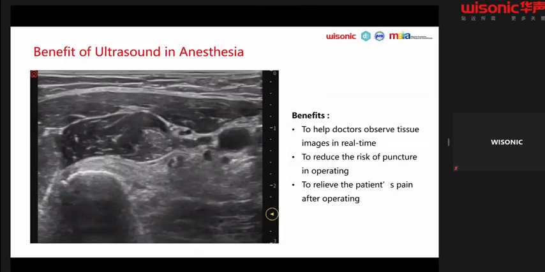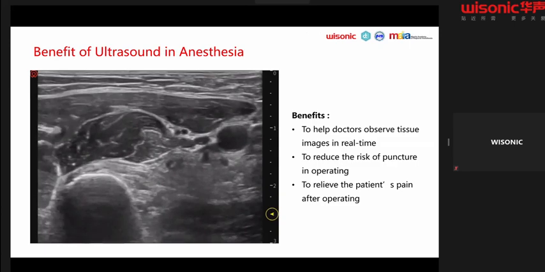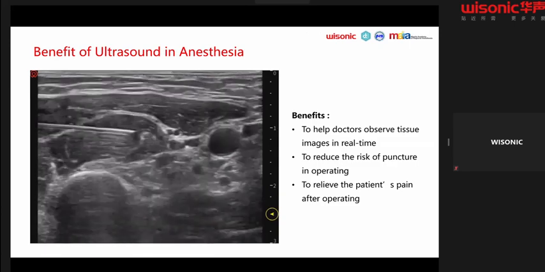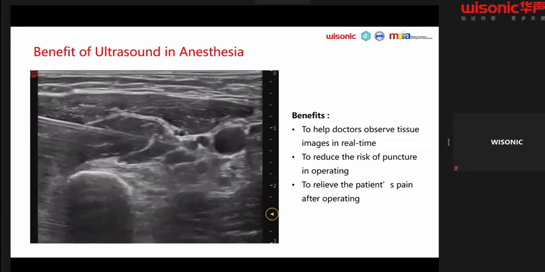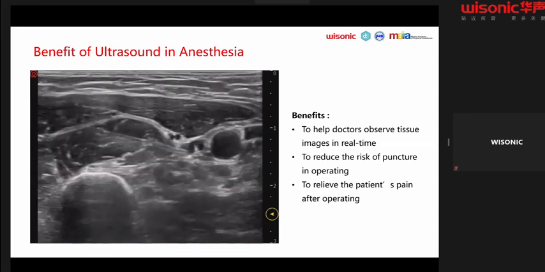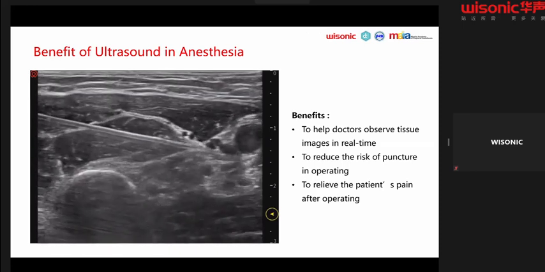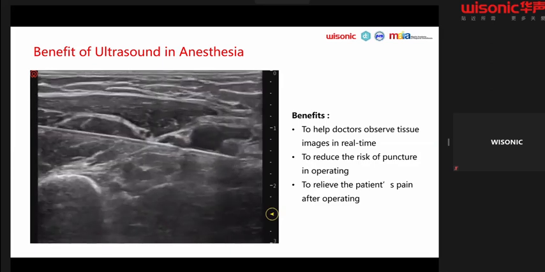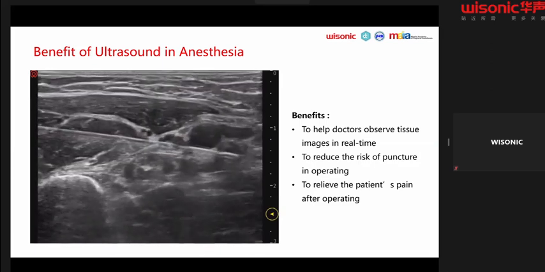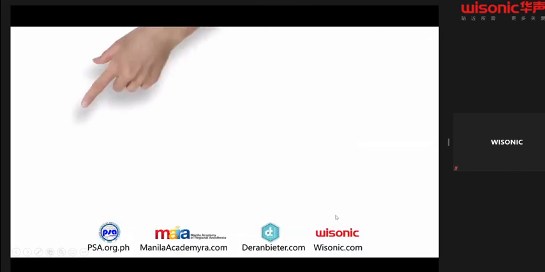And what are the benefits of ultrasound guided anesthesia? It helps a doctor observe tissue images in real time, reduce the risk of puncture in operating, and relieve the patient's pain after the operation. That's it. Thank you for your time.